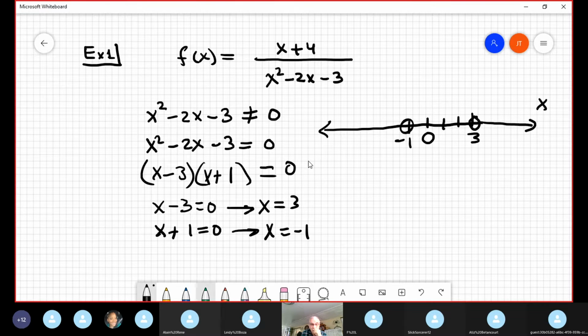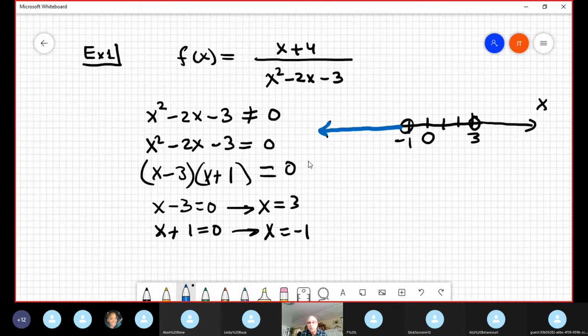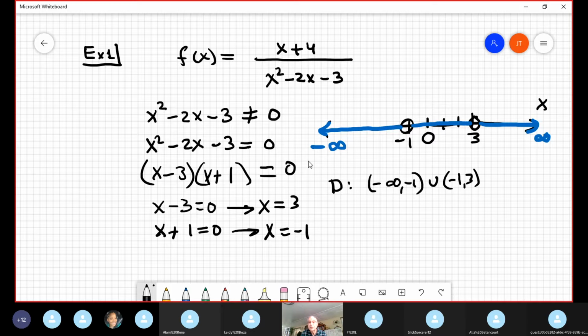So basically, we have two holes, and my domain is from negative infinity to negative 1, and between negative 1 and 3, and from 3 to positive infinity. That's how you write the final answer. The domain is then from negative infinity, comma, negative 1, parenthesis, no bracket, of course, union, negative 1, comma 3, parenthesis, union, 3, comma infinity, because we have 1, 2, and 3 intervals. So our domain contains 3 intervals.